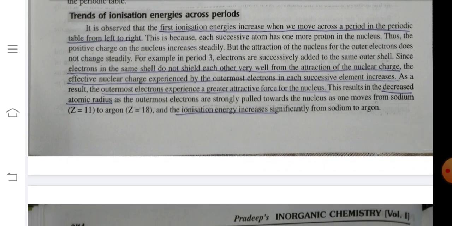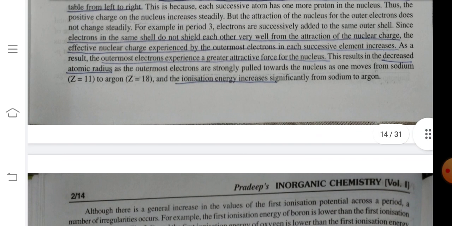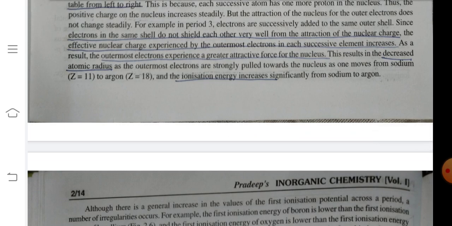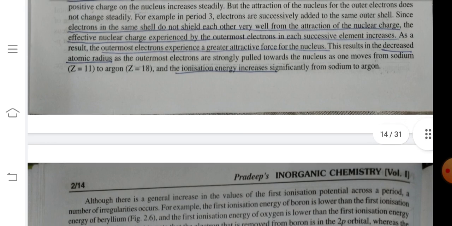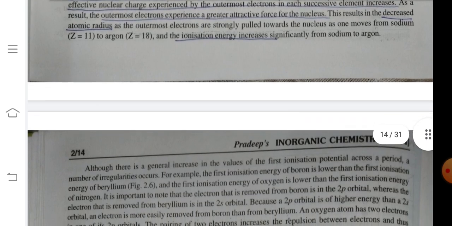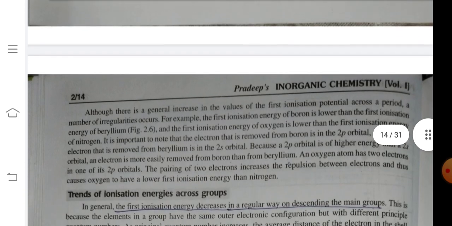For example, in period 3, electrons are successively added to the same outer shell. Since electrons in the same shell do not shield each other from the attraction of the nuclear charge, the effective nuclear charge experienced by the outermost electrons in each successive element increases. As a result, the outermost electron experiences a greater attractive force from the nucleus. This results in a decreased atomic radius as the outermost electrons are strongly pulled towards the nucleus as one moves from sodium to argon, and the ionization energy increases significantly from sodium to argon.